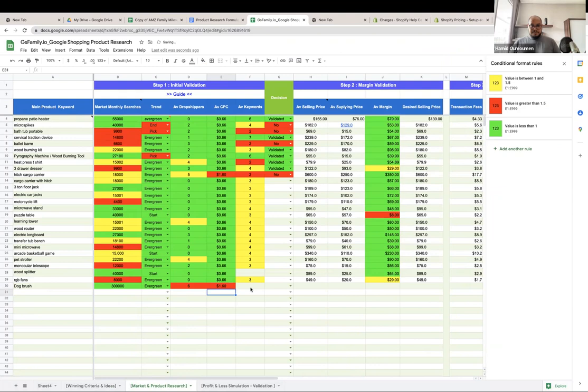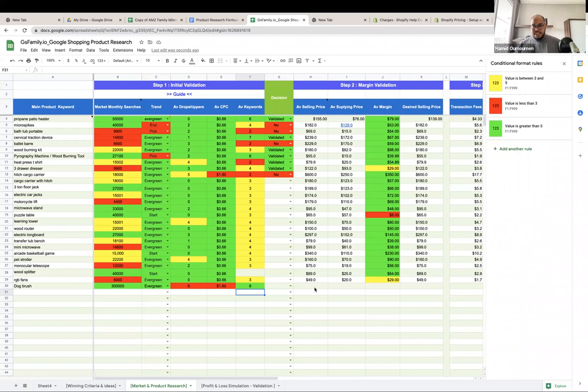Then we have, for example, six keywords. So for the decision, that's for me. I will make the decision if the product is validated or not, until I see that you understand the products exactly, and then I can give you the decision about the products. That's the first step, the initial validation of the products. Then step three, you need to fill in this information.